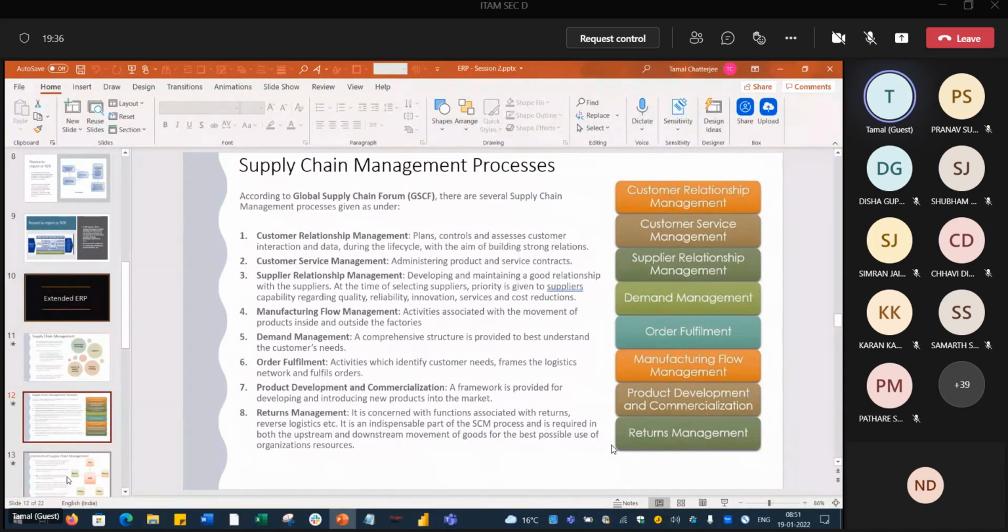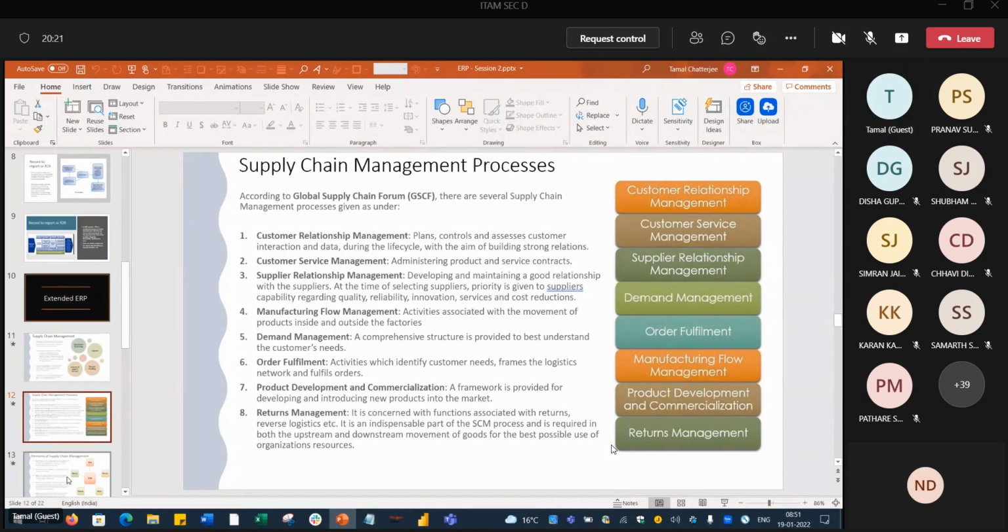Then manufacturing flow management, it is only for those companies who are doing some manufacturing. Of course, any product has to be manufactured, so this part will be only applicable to the companies where the goods are being produced. Then demand management, of course. Here you need the data, data warehousing, business intelligence, because you have to predict what the demand should be based on the previous experience, previous data.